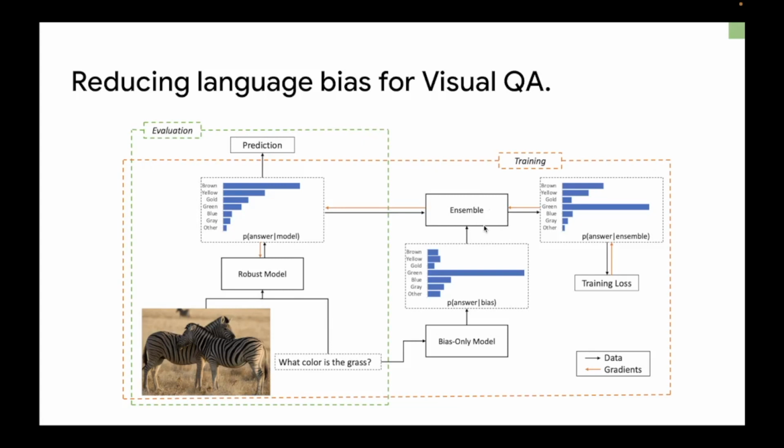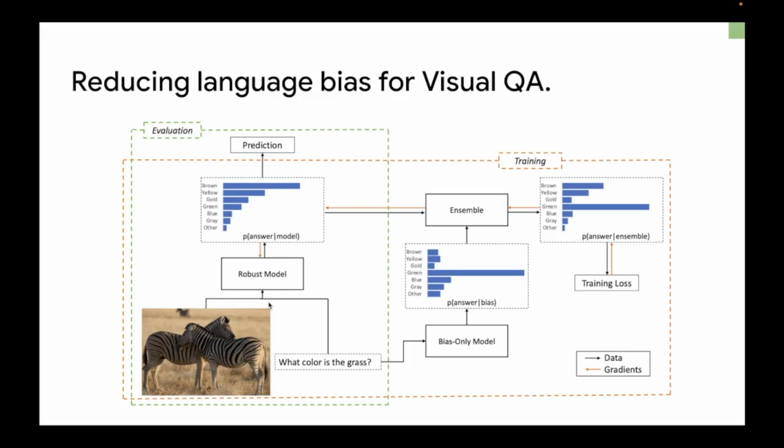So one example where this product of experts was applied was in visual question answering. In the visual question answering task, you ask a question about a given image. For example, given this image, what is the color of the grass? And the answer here is yellow, of course, or brown, right, like here.